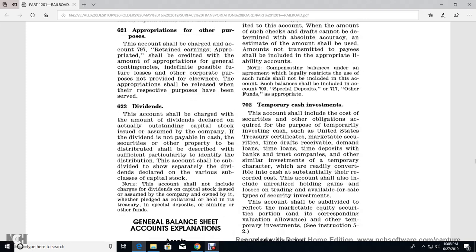Appropriations shall be released with respect to the purposes served. Dividends: the account shall be charged with the amount of the dividends declared on the actually outstanding capital stock issued, or assumed by the company. If the dividend is not payable in cash, the security or other property to be distributed shall be described with sufficient particularity to be identified. The distribution account shall be subdivided to show separately the dividends declared on the various subclasses of the capital stock.